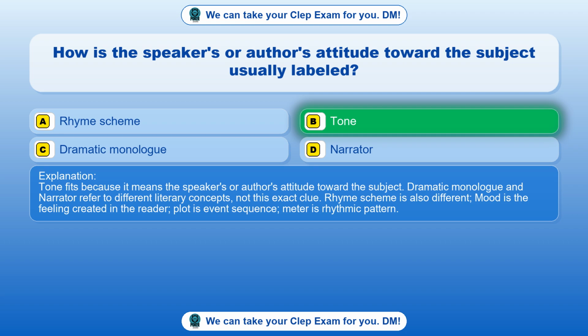Dramatic monologue and narrator refer to different literary concepts, not this exact clue. Rhyme scheme is also different. Mood is the feeling created in the reader. Plot is event sequence. Meter is rhythmic pattern.